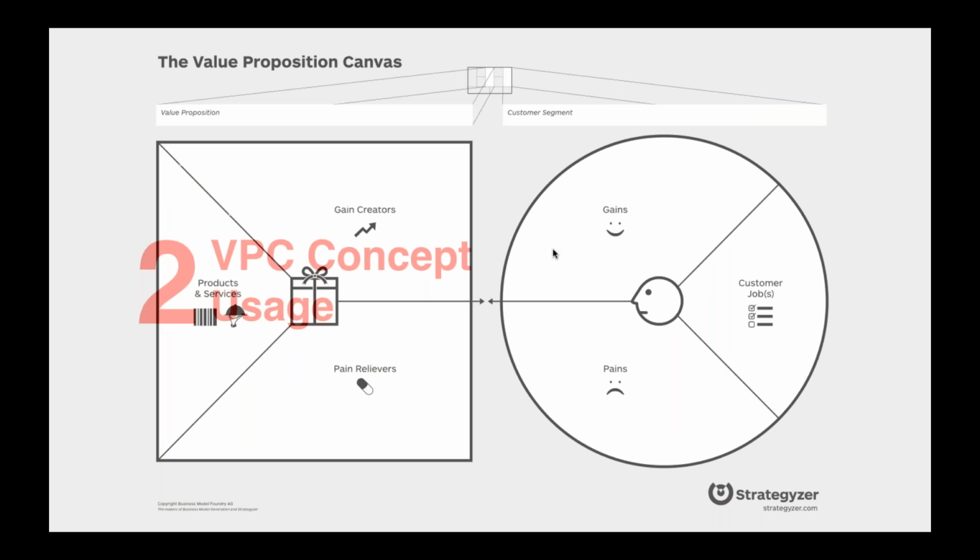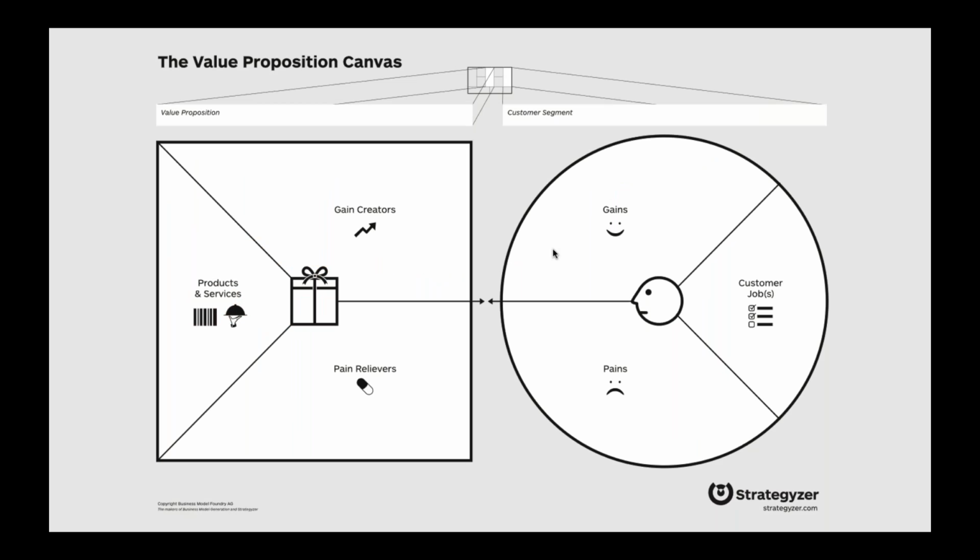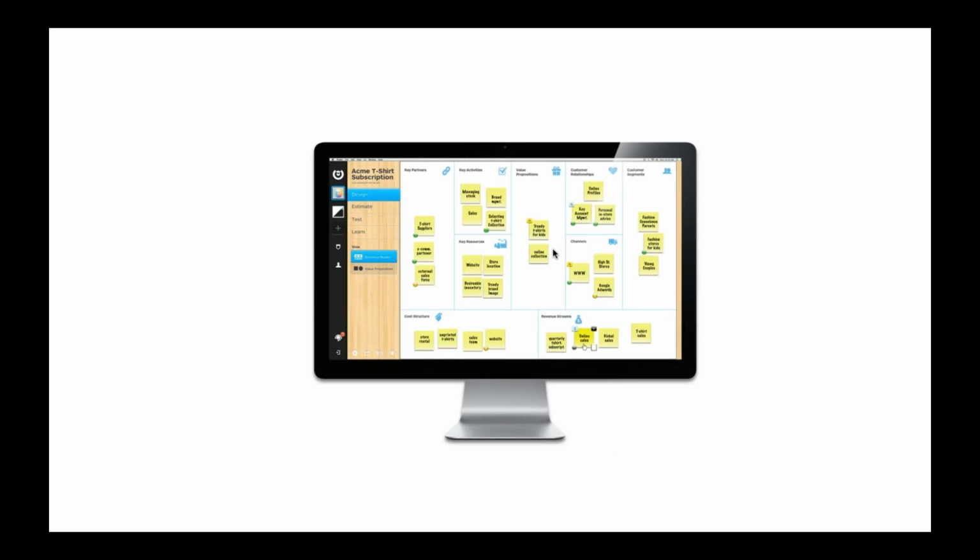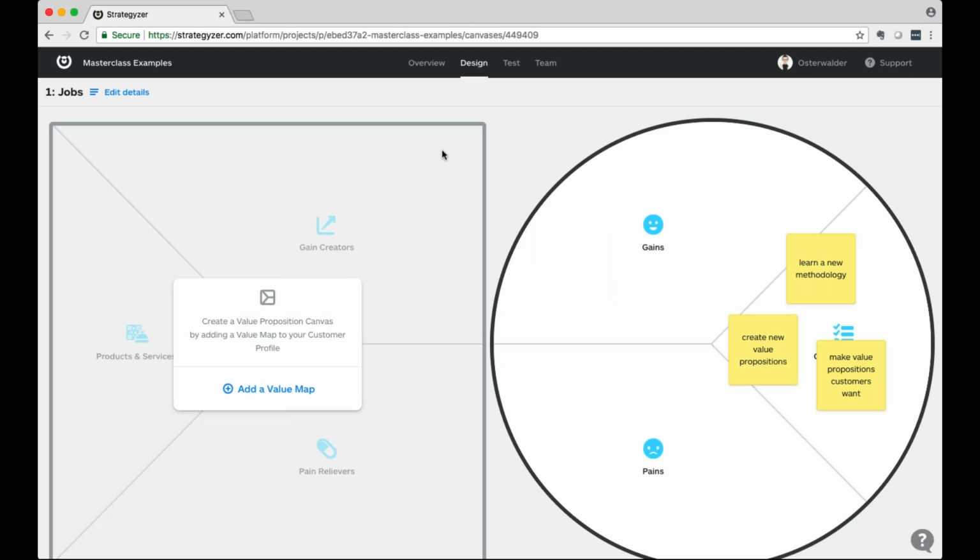Okay, so let's move into the value proposition concept usage. So again, right-hand side, customer profile, the jobs, the pains, the gains. Left-hand side, the value map, products and services that I have and how they create gains and how they relieve pains. So what we're going to do now is we're going to try to switch. Let's hope this technically works into a couple of examples that I prepared in the Strategyzer app.